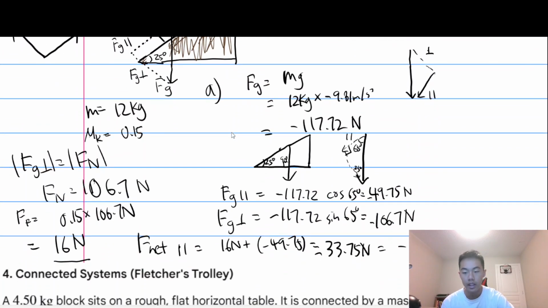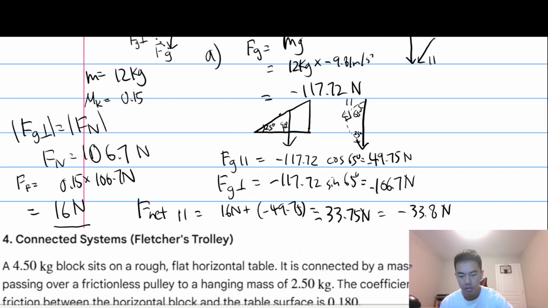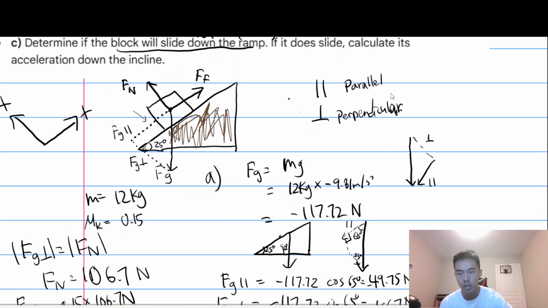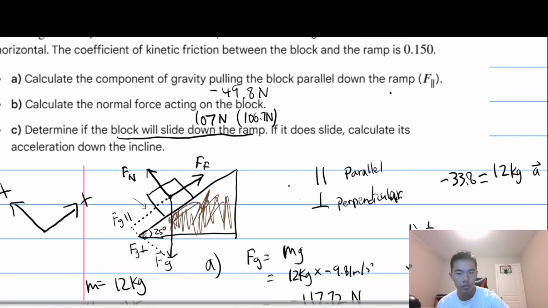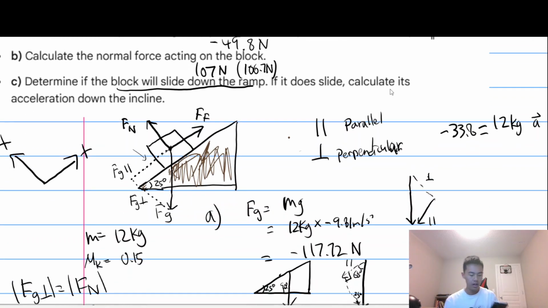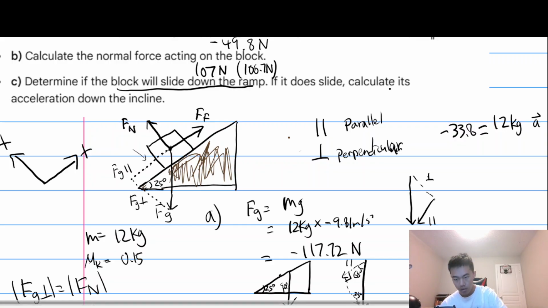And we're trying to find the acceleration. Wow, there's many components to this question. I'll do it up here. So that was our net force, 33.8, which is equal to a mass of 12 kilograms times acceleration, right? And this divided by 12 gives us an acceleration of negative 2.81.